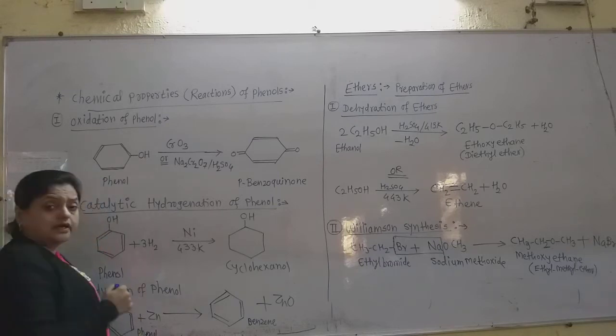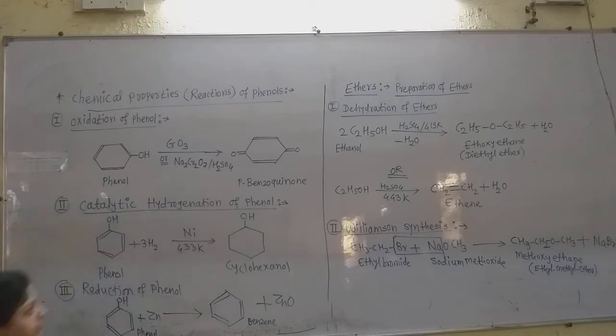Now see another chemical reaction of phenol, which is the catalytic hydrogenation of phenol. Nickel, platinum, palladium, such catalysts are used for the hydrogenation or reduction of the phenol. But powder nickel is used here. Now when we reduce or hydrogenate this phenol in the presence of catalyst nickel at a high temperature of about 433 Kelvin, it directly forms cyclohexanol.